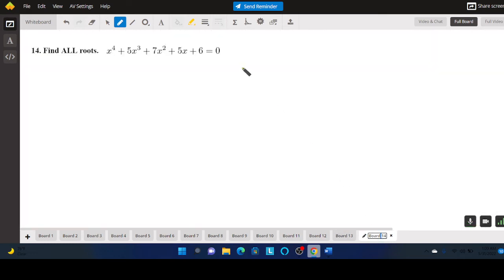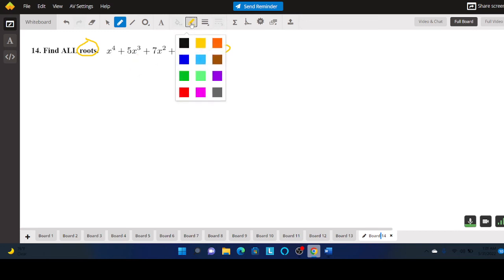Final problem. Find all roots. Roots, zeros, they're synonymous. So the polynomial equation is already set up to equal 0, so we don't need to manipulate anything to make it equal 0, but check for that. Now, how do you want to solve this? We can try to factor it. One way we can factor is with synthetic division. To get us started, let's look for some rational roots possibly.